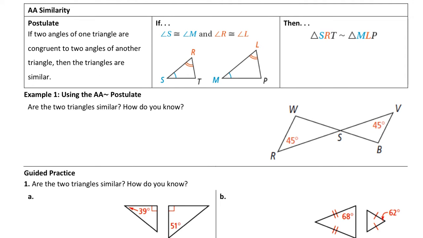It's a shortcut to prove triangles are similar. And it states that if two angles of one triangle are congruent to two angles of another triangle, then the triangles must be similar. Because if you think about it, if S is congruent to M and R is congruent to L, then T has to be congruent to P. So all of the angles are congruent. In triangles, if all three angles are congruent, then the triangles must be similar.